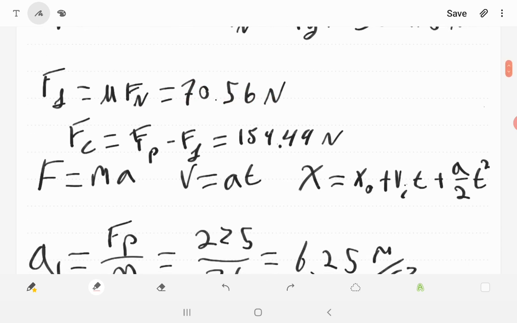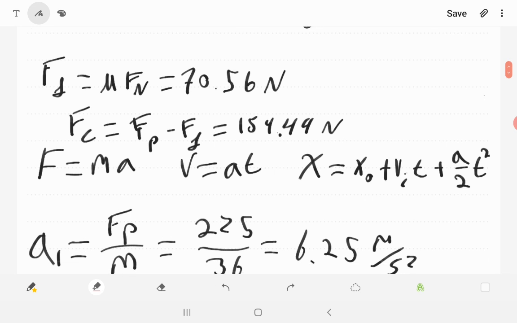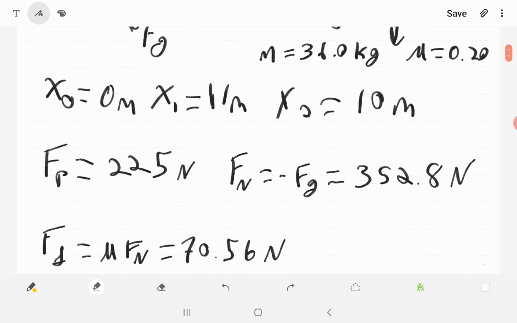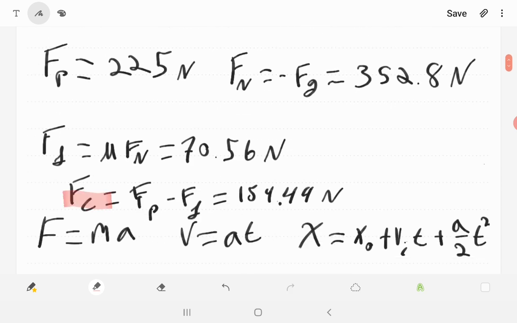Moving on, we know that we will at some point need to know the net force in the x direction for calculating the effect of friction on it later. So we have the combined force in the x direction is the force we pull with minus the frictional force, which gives us 154.44 newtons of force.